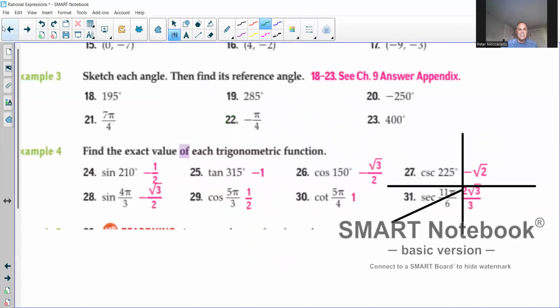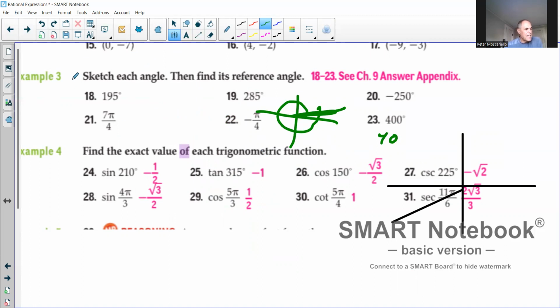Okay. So that brings us to number 20. And then we have 23 through 27. The same idea with 400. 400, it's really 360 and then 40 more. So your reference angle there is 40.